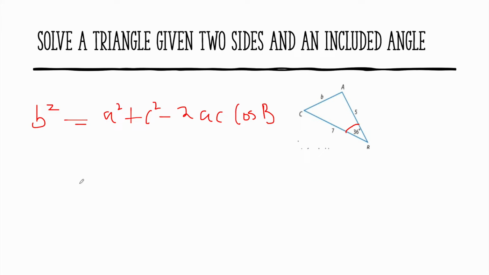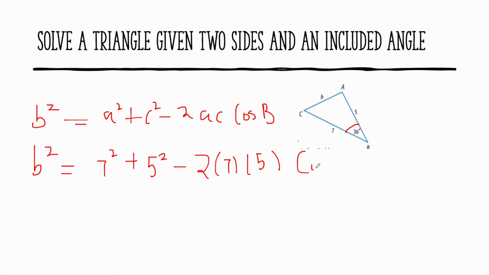Let's substitute the value. So B squared, we don't know it. That's what we're looking for. Our A, the side opposite A, is 7 squared plus our C, the side opposite C, 5 squared minus 2, you repeat the AC, 7, 5, and then cos, our angle is 36. Okay. My advice is not to try and solve the whole thing. Just put this in a calculator.